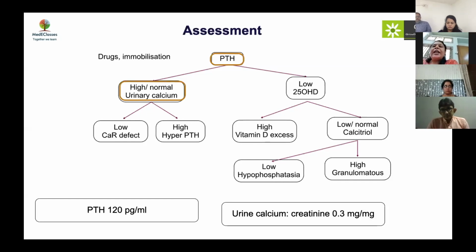And if we cannot do the 24-hour urinary calcium level, we must go for calcium creatinine ratio, and the normal is around 0.25 mg per mg. And in this child, we should also do the urinary calcium level of the father and mother. And if it is found low, then we can suspect the calcium receptor defect. And if it is high, then we should suspect the hyperparathyroidism. In this child, the parathormone level is 120 picogram per ml and calcium creatinine ratio is 0.3 milligram per milligram. So it's suggestive of neonatal severe hyperparathyroidism.